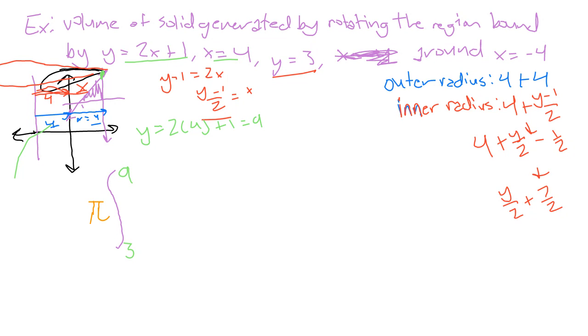And then we're going to do our outer radius squared. So we know our outer radius is 4 plus 4, which is 8 squared, minus our inner radius squared, which is going to be y over 2 plus 7 over 2 squared dy. Since we only have about half an hour left, that is going to be the setup for this one. If you want to integrate this on your own, the answer is going to be 126 pi.